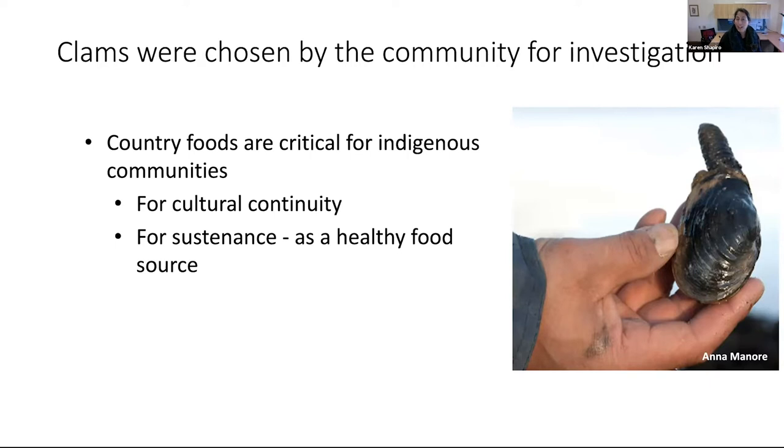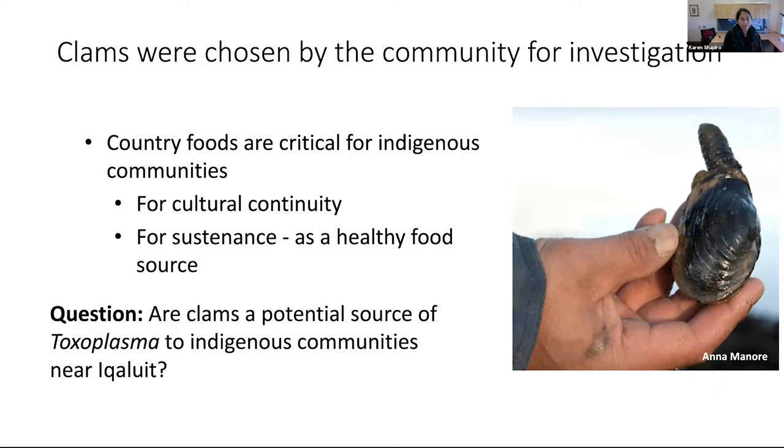And also because they're a healthy food source, right? So the same problems that occur in other Native communities in terms of diabetes, at least here in North America, are true in Native communities in Canada. And so these provide an alternative to packaged, high calorie, low nutrient foods that they can buy in supermarkets. So the question that they posed to us is, are clams a potential source of toxoplasma in indigenous communities near Iqaluit?